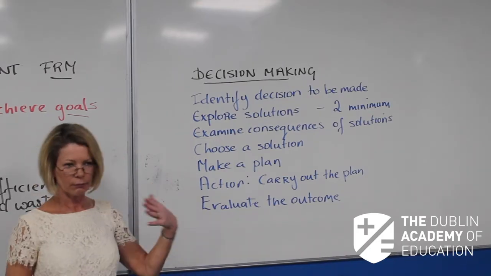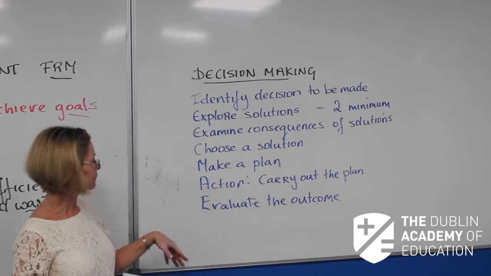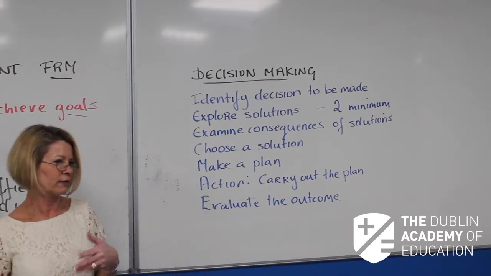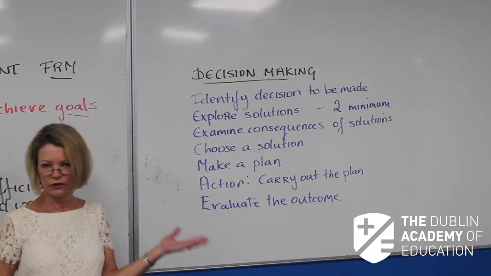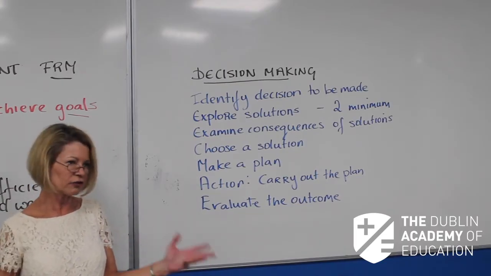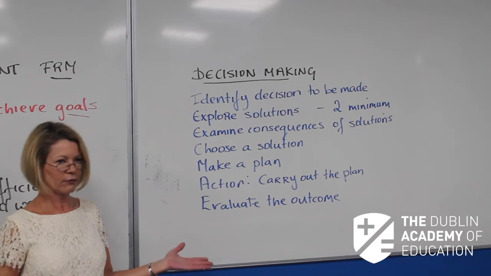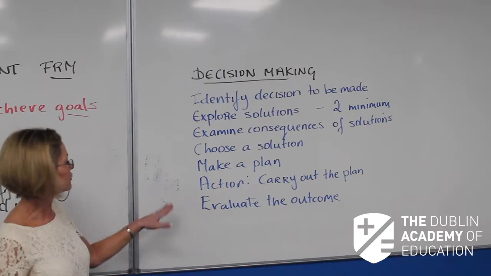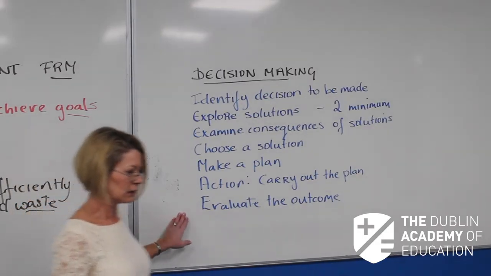So action, bake our cake, carry out our plan, and then evaluate the outcome. Did everybody like it? Was it baked for a special occasion? Did the person for whom it was baked like it? Did we cool it for long enough before icing it, or did the icing melt? So you're asking yourself questions in your head about how you think it turned out.